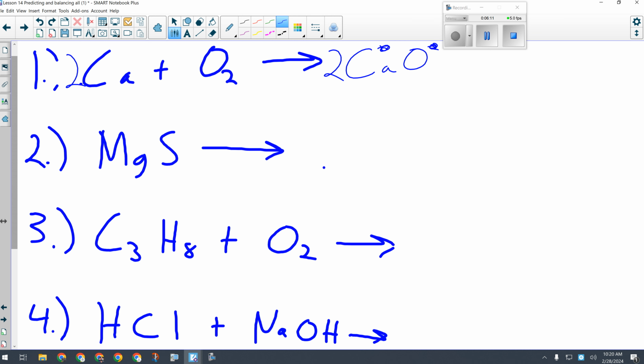All right, what kind of reaction is the second one? We've got magnesium sulfide as the only reactant. Yeah, it's a decomposition reaction. So it's going to break down, according to the pattern, into its 2 elements. Now, something we always have to watch for with a decomposition reaction is the production of what?